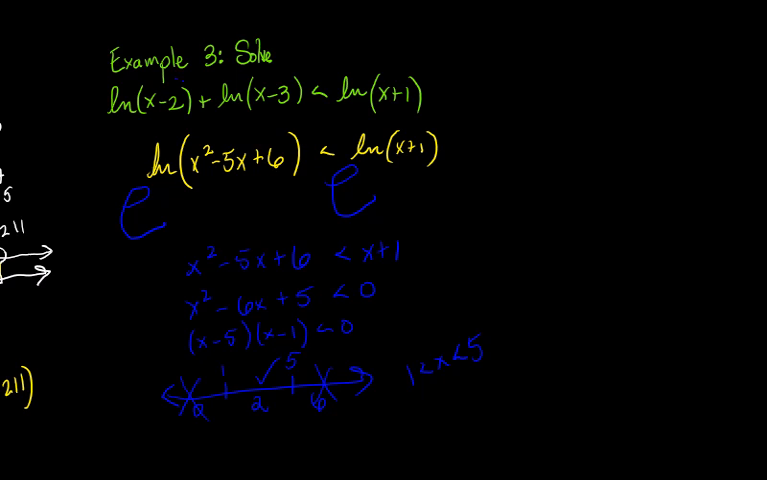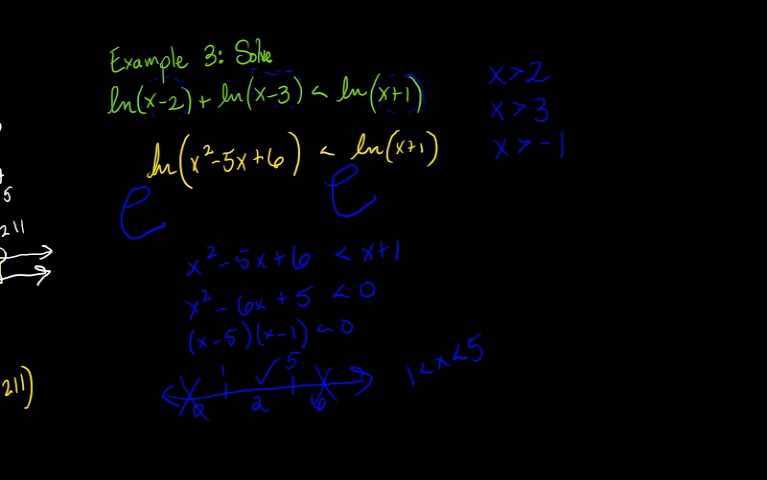And now take a look at this. You can't just look at one of the logarithms. You have to look at all of the logarithms. So now we're looking at this. The first logarithm would give you a domain of x has to be greater than 2. The second logarithm would give you a domain of x has to be greater than 3. And the last logarithm would give you one where x has to be greater than negative 1.